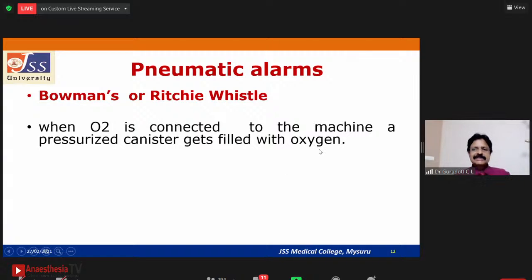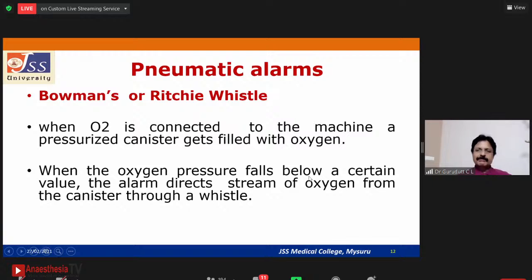When oxygen is connected to the machine, there used to be a pressurized canister, usually placed horizontally within the intermediate pressure system. That canister will fill with oxygen as soon as you open the cylinder or you connect the machine to the pipeline system. Whenever the pressure of oxygen from the main supply falls below a certain decreased pressure, the oxygen will flow from the canister into the whistle and that whistle will blow. That is the pneumatic alarm.